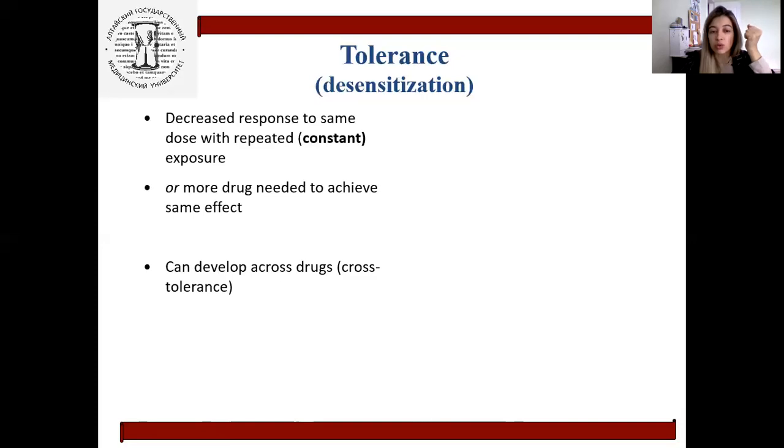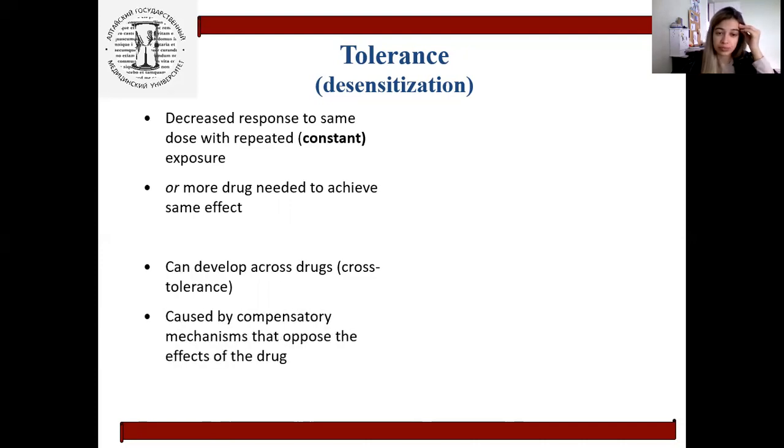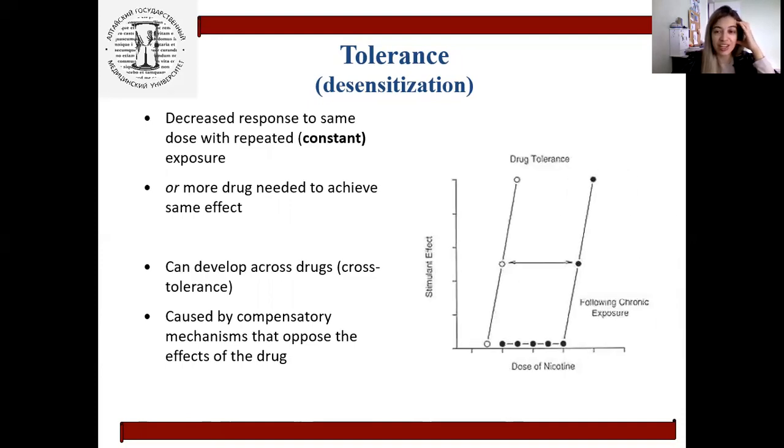It can also develop across drugs, like I'm taking phenobarbital, but I also have the same effect with ethymenyl sodium. So if the structure of the drugs is similar, by taking one drug, you can already be tolerant to another drug because they have a very similar chemical structure. How is this effect caused? This can be caused by compensatory mechanisms that oppose the effect of the drug. So our body fights the effect of the drug, and by the time this effect decreases.